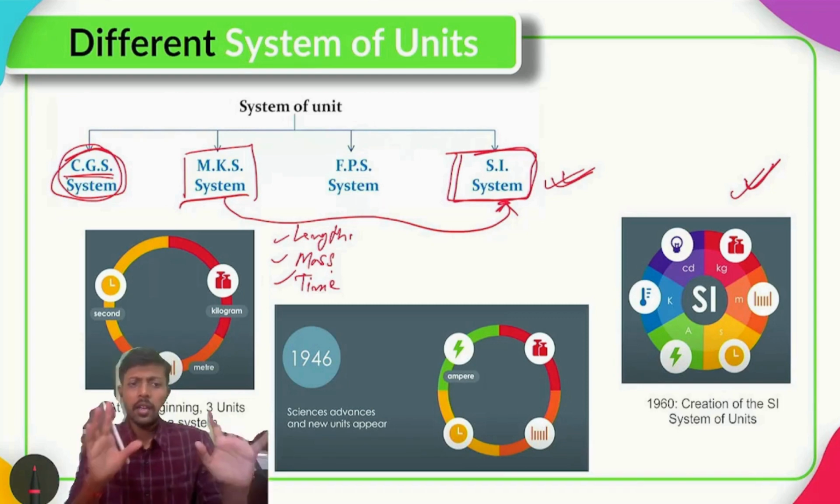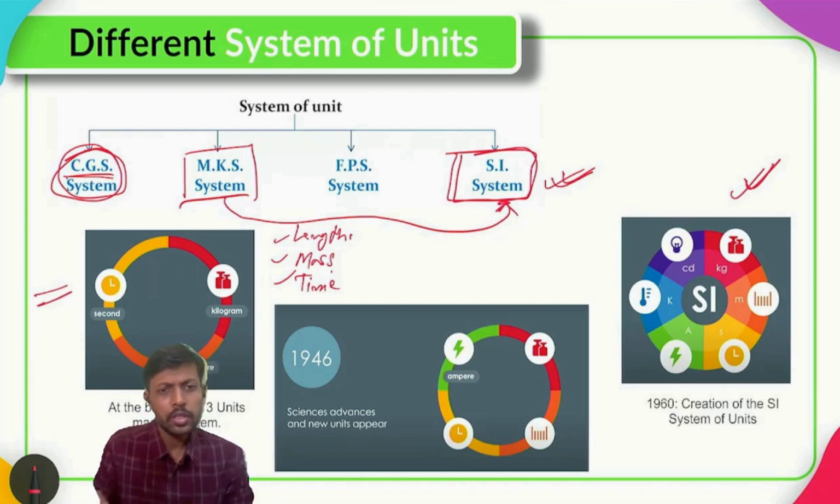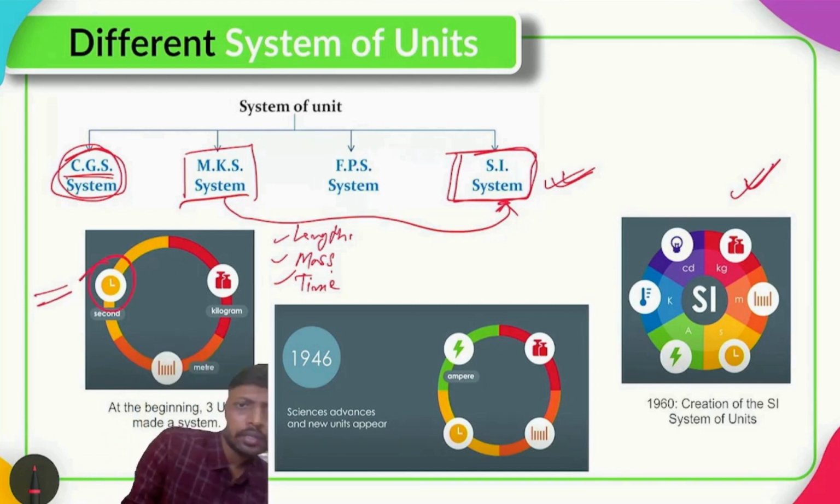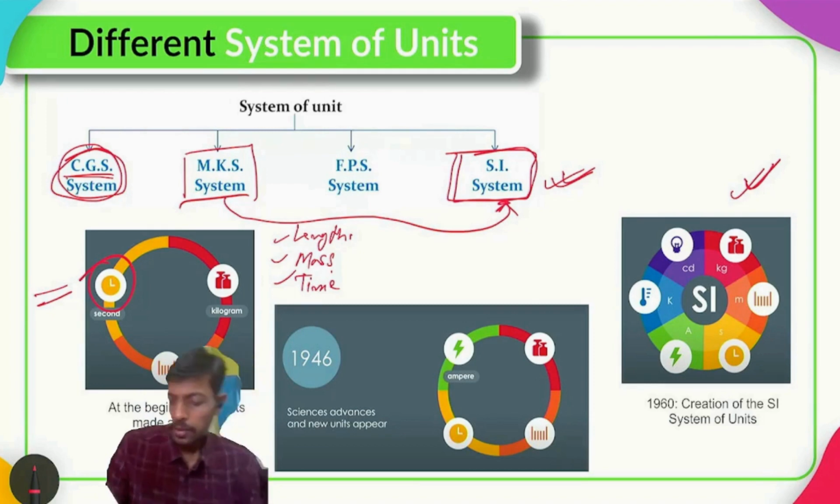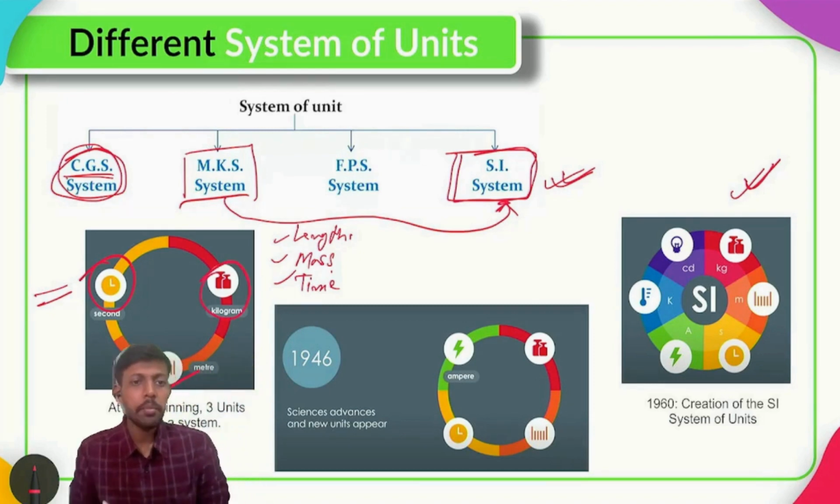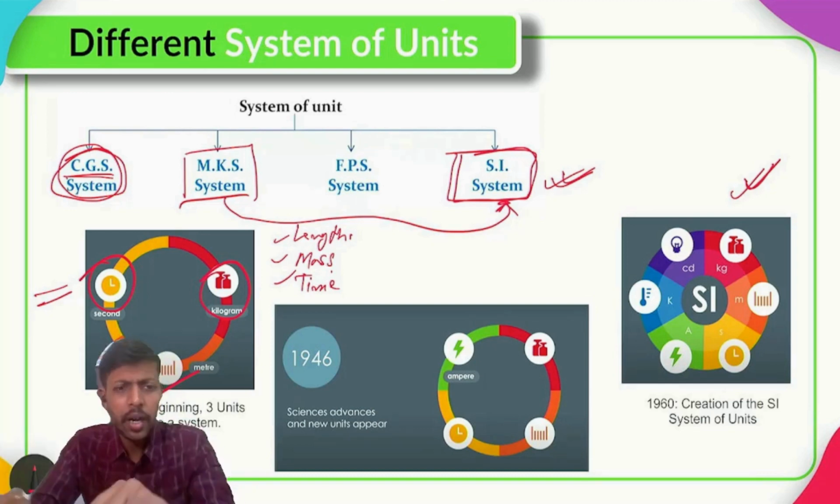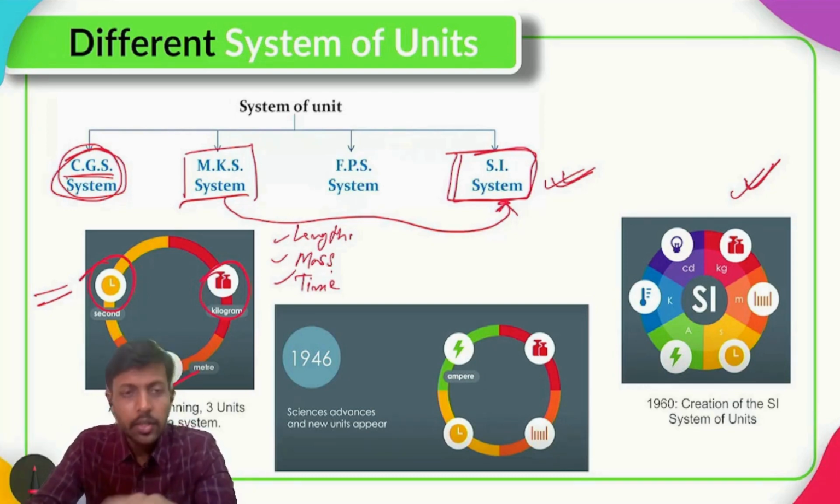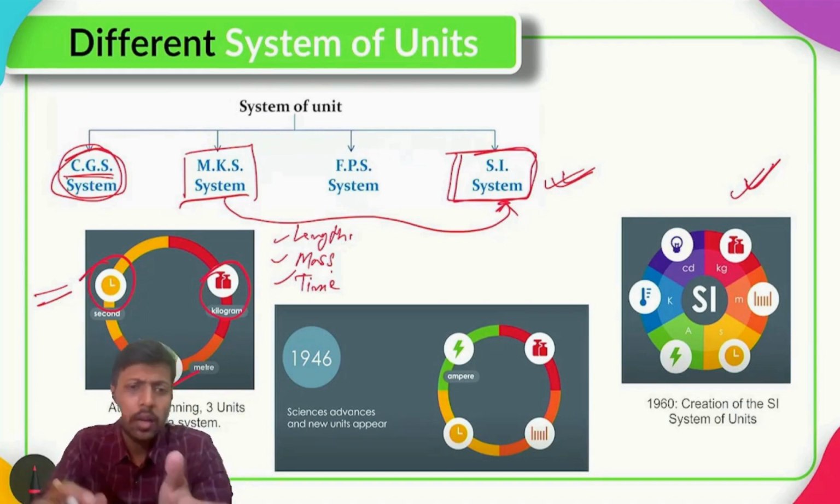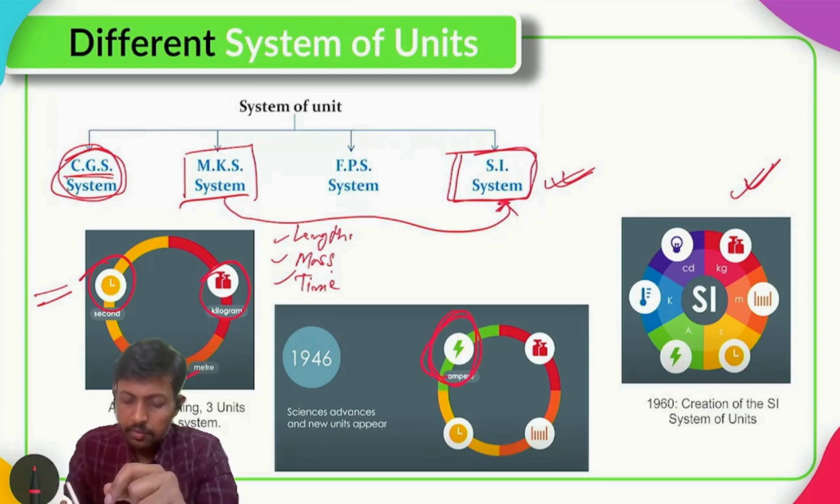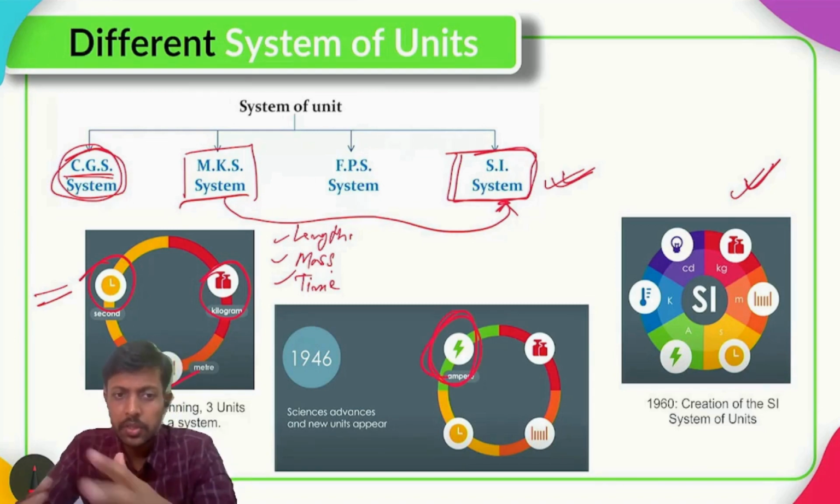So what is the story of development of different systems of units? Initially, three fundamental quantities were considered. As you can see, time here, meter, that is length, and mass. These three quantities were being measured. These were a part of any system at that time. So that's how the names came. Then in 1946, a new fundamental quantity was added: current, measured in amperes.